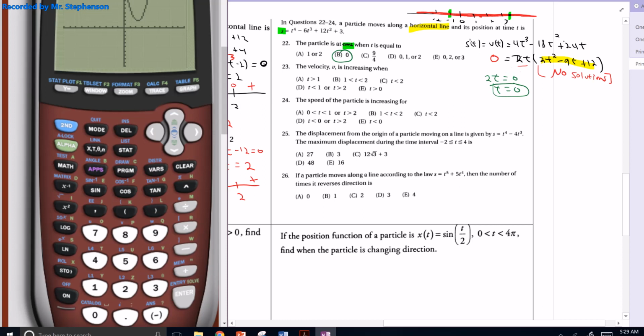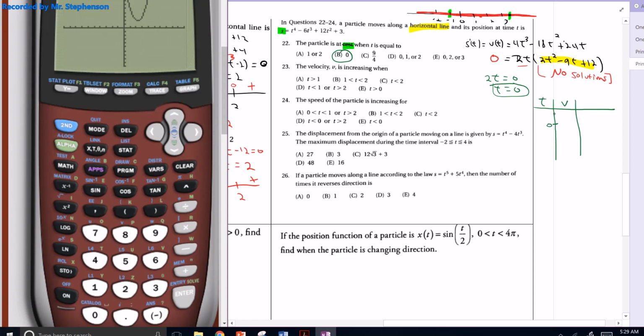For 23, we want to know when the velocity is increasing. So we got to do some of this work that we did before. Let's go like this, since we're going to have to do this anyway. Here's time, and for velocity, let's put 0 here, and then there's times before 0 and after 0, and we want to see for my velocity, before 0, is my velocity positive or negative?